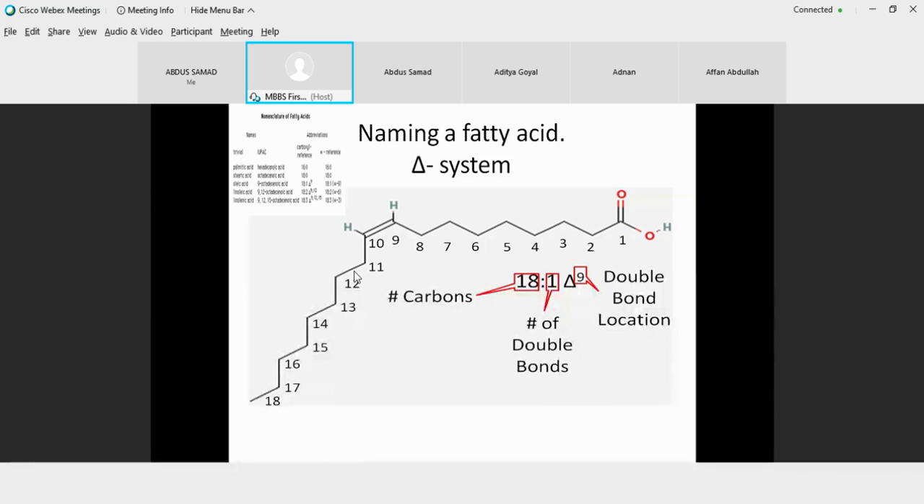So the first digit is representing the number of carbon atoms. The 1 in 18:1 is indicating how many double bonds there are. So this is telling you 1. If this had been a saturated fatty acid, you would be putting a 0 here. So 18:1 is telling you that it is made up of 18 carbons. There is one double bond. Delta 9 is telling you that starting from the carboxylic end, the first double bond is encountered at the 9th position. So this is how the delta naming system works.